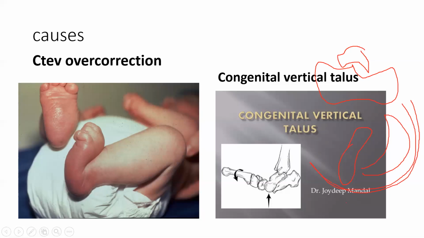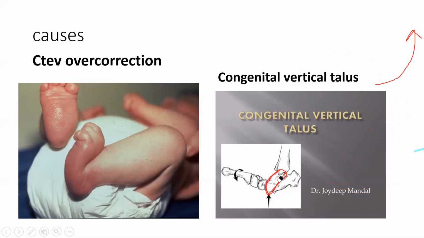Normally talus stays on top of the calcaneum, but sometimes the calcaneum goes behind and the talus comes forward, and it will become vertical talus. ऐसा vertical हो जाता है. So see, this is a vertical talus. Because of the vertical talus, the calcaneum goes behind, and this will form the convex surface. इसको बोलते हैं rocker bottom foot. So congenital vertical talus is one of the causes of this rocker bottom foot. The talus will become vertical.